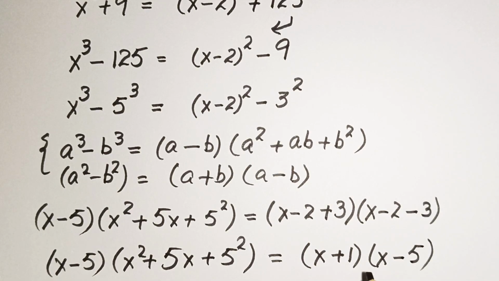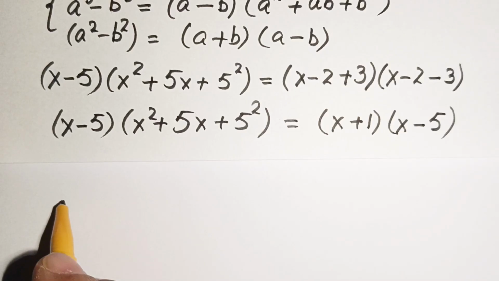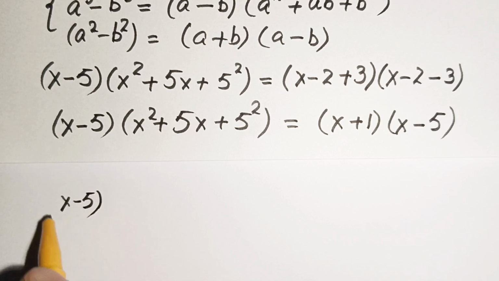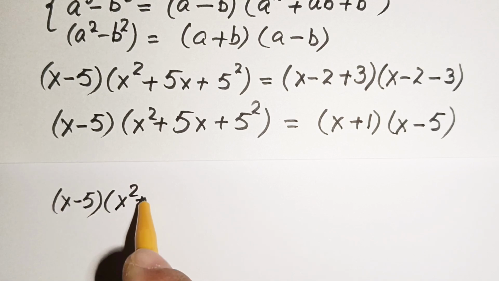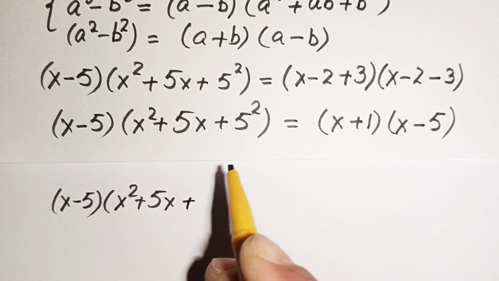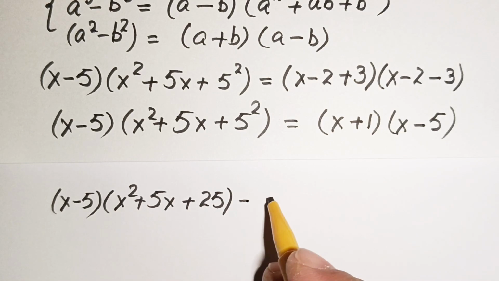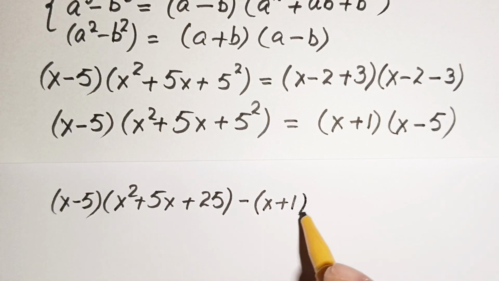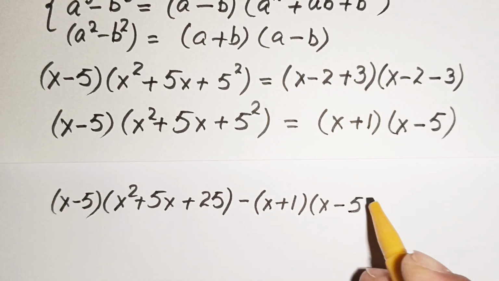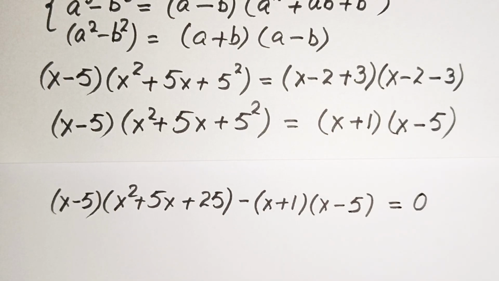Now shifting these two terms to our left hand side, we have x minus 5 times x squared plus 5 times x plus 5 squared is equal to x plus 1 times x minus 5. Shifting these two terms, then we have x minus 5 times x squared plus 5x plus 25 minus x plus 1 is equal to 0.